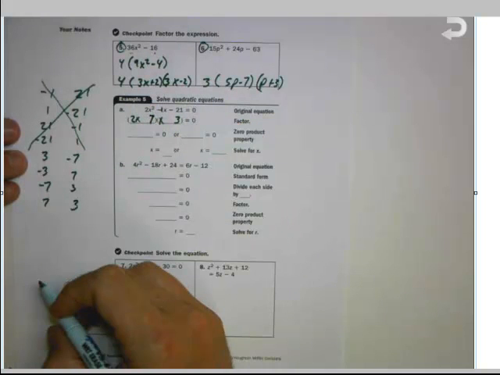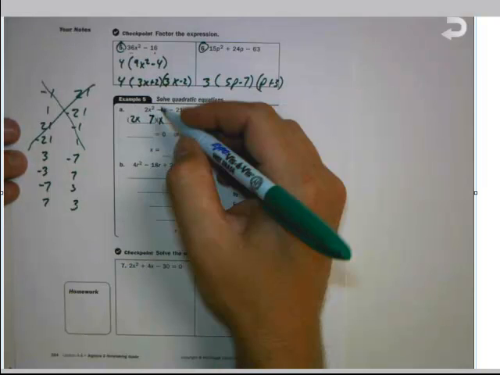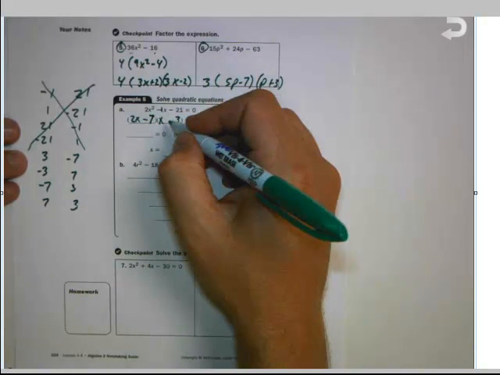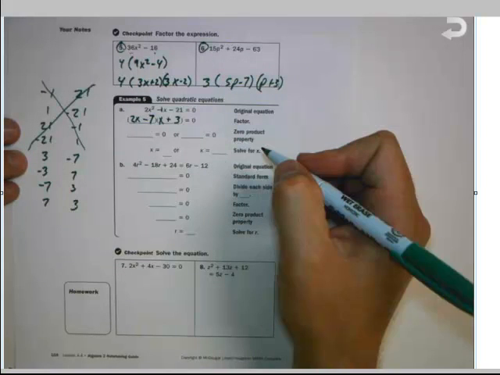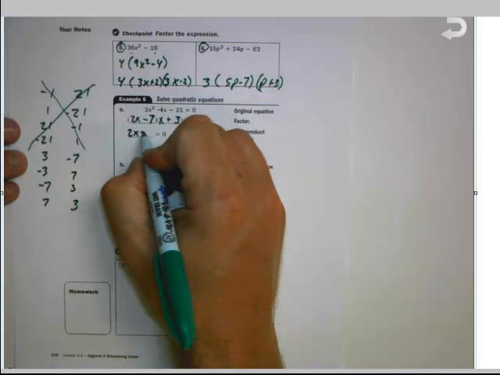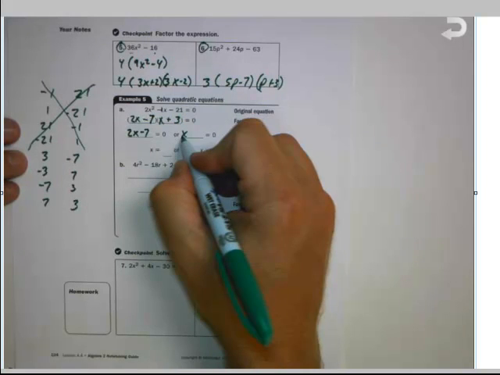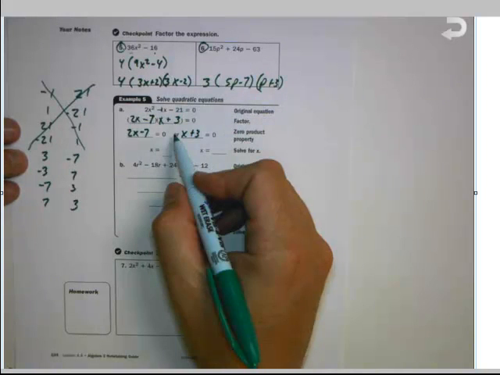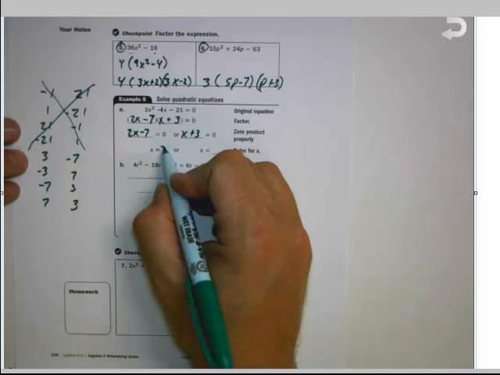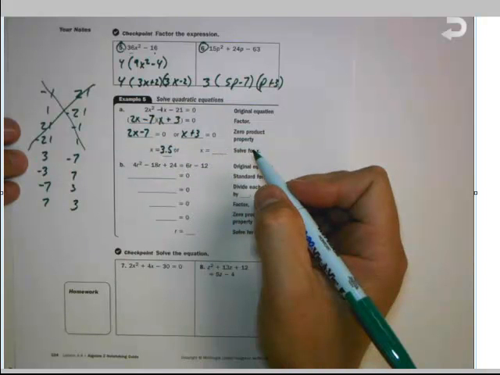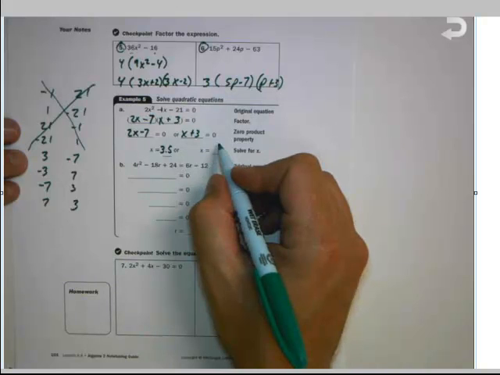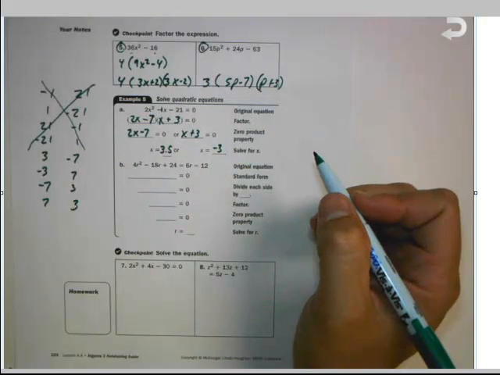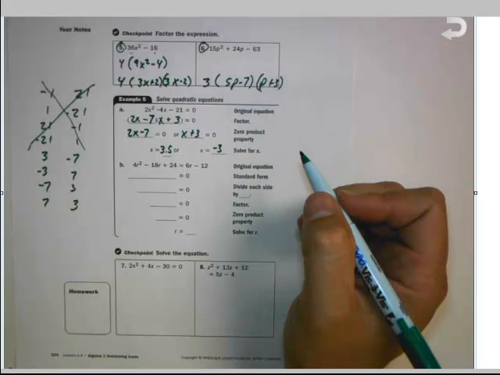1 times 7. And I want it to be negative 1, so I'm going to make this 7 here negative 7 plus 6. And if you multiply that out, you'll see that just a little bit better. So 2x minus 7 equals 0, or x plus 3 equals 0. And if I add 7, divide by 2, I get 3.5, or 7 halves. If I subtract 3, I get negative 3, and there's my answer. So that's one way to do that.